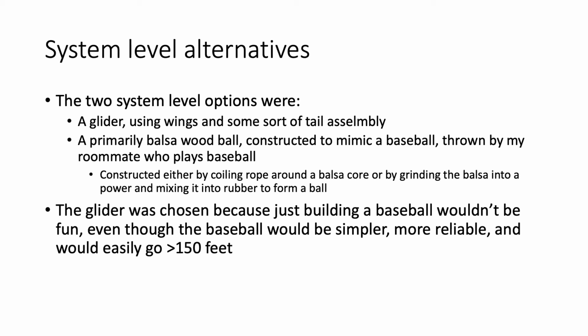There were system-level alternatives to the design. The first option was a glider using wings and some sort of tail assembly. The second option was a primarily balsa wood ball constructed in order to mimic a baseball and thrown by my roommate who plays baseball and could throw it at least 150 feet, and he promised at least 200. Despite the clear superiority of the baseball, the glider design was chosen because it would be more fun and more interesting to do so.